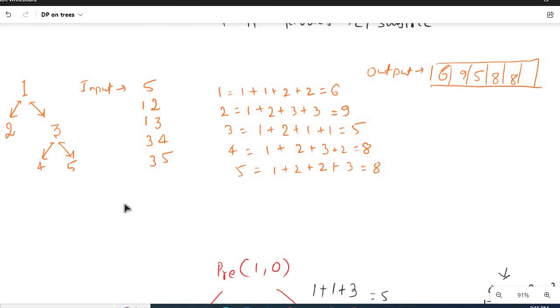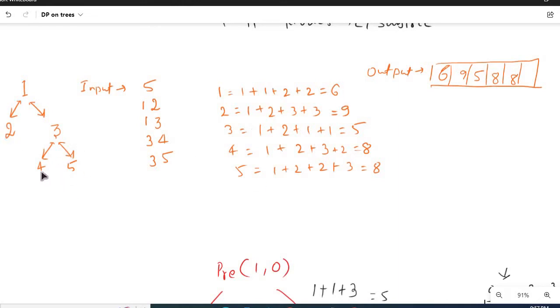So this question is simply the sum of the distances from one node to all other nodes. Let's take one example. The distance from node 1 to node 4 is 2, 1 and 2. Then the distance from 1 to 5 is 2. Distance from 1 to 3 is 1. Distance from 1 to 2 is 1. So if I add all those distances, it comes out to be 6. So the distance from 1 to all the rest of the nodes is 6.